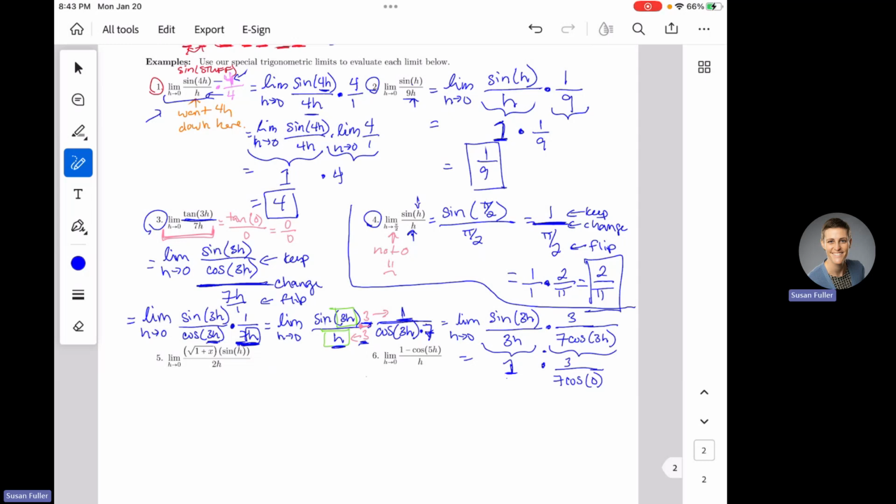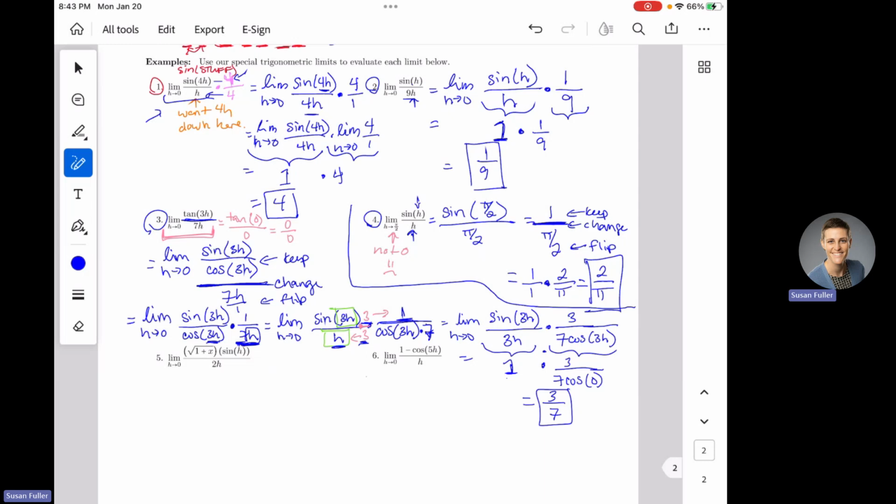What's the cosine of 0? Yeah, it's 1. So this is 3 over 7 times 1. It's 3/7. 1 times 3/7 is 3/7.